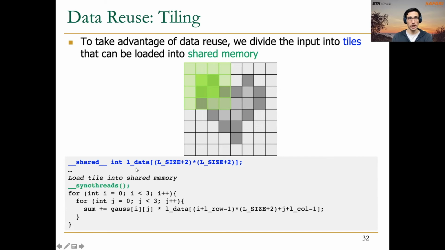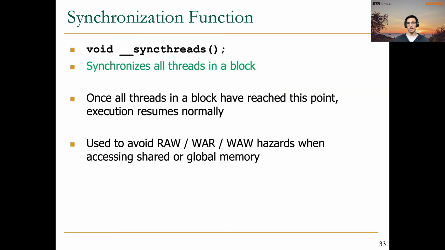We first need to declare the array L data that is going to keep the whole tile of the image that we are going to load into shared memory. After loading the data into the shared memory, and observe that we are skipping the specific code here, we have to synchronize to make sure that all threads that have been loading data into shared memory are done with this operation. After synchronizing, they can perform the convolution by using the Gaussian filter and using the data that is now residing in the shared memory. This sync threads is the intra-block synchronization function that synchronizes all threads in a block.